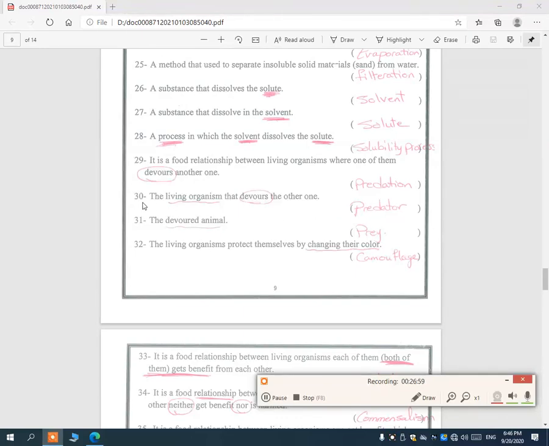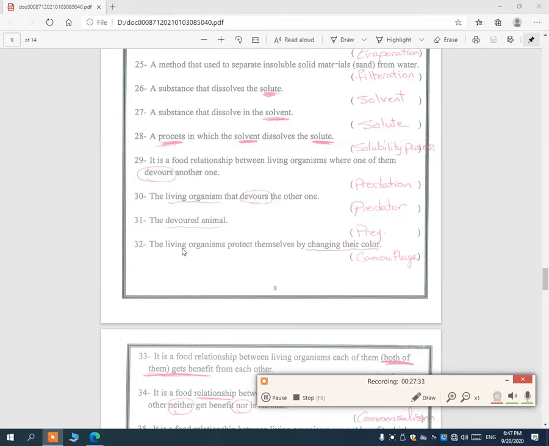Number 30: the living organism that devours the other one. The animal that devours the other one is the predator, like the lion. Number 31: the devoured animal, the small and sick one, which is the prey, like the deer or rabbit.